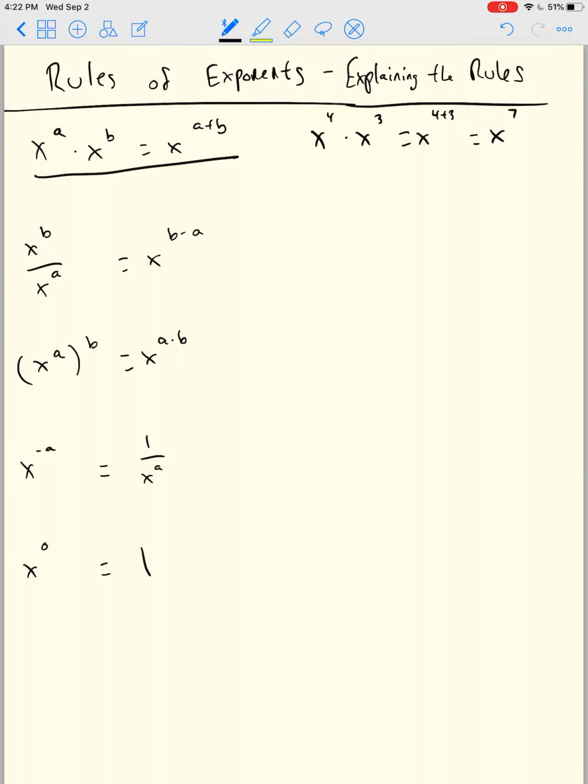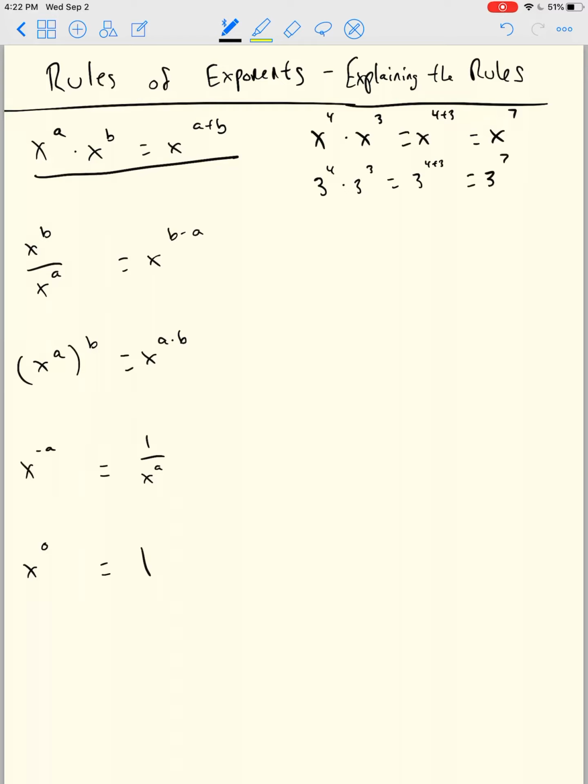If we do it a little more specifically, the point is that the number x, the variable, has to be the same. So if I did it as a number, 3 to the 4th times 3 to the 3rd is the same as 3 to the 4 plus 3, which is 3 to the 7th. That 3 and that 3 are the same.